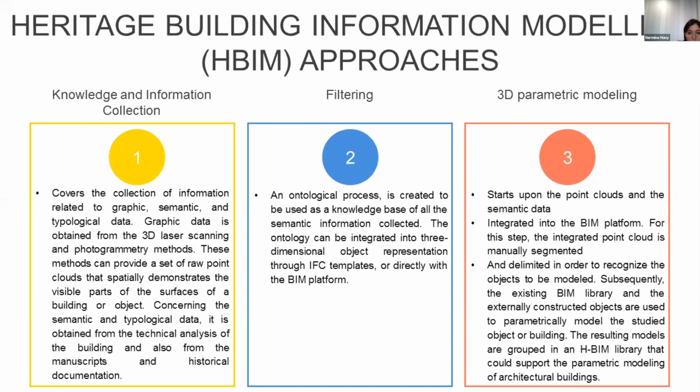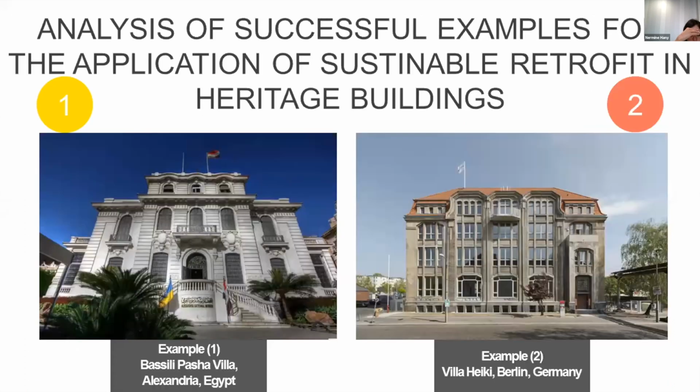The research proceeds with the analytical study through the analysis of 2 successful examples for the application of sustainable retrofit in heritage buildings. The following section provides examples for retrofit of 2 heritage buildings. Those 2 selected heritage buildings are one from the Egyptian context and the other one from the European context, as mentioned earlier. The Egyptian example was chosen from one of the most significant cities that are culturally rich in Egypt, which is Alexandria. Unfortunately, Alexandria has suffered a rapid loss of its built heritage since the 2011 revolution.